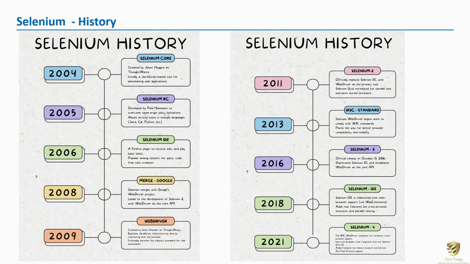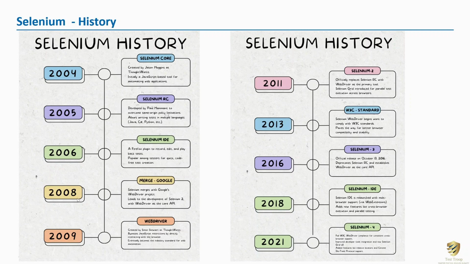In 2005, Paul introduced something called Selenium RC. Selenium RC stands for Selenium Remote Control, which allowed writing scripts to test the web application using multiple languages. But it was acting as a mediator because it needed a server in between to communicate between your test and the actual browsers. In 2006, they introduced something called IDE. It was a Firefox plugin to record, edit, and play back the test, popular among the testers for quick and code-free test creation.